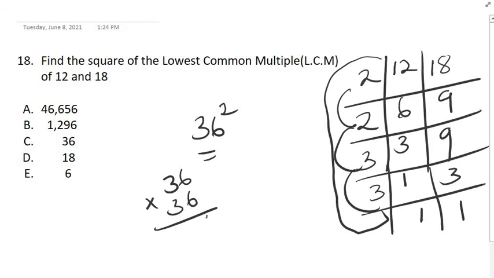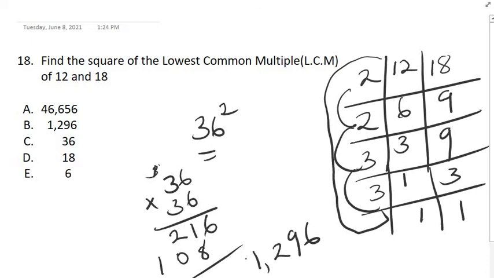6 times 6 is 36. You put down 6, bring 3 here. 6 times 3, 18 plus 3, 21. You put it down. 3 times 6, 18. 8, you bring down 1. 3 times 3, 9 plus 1, 10. Okay, let's add this up. Bring down the 6. 8 plus 1 is 9. 2 plus 0 is 2. Then we have 1. So this is the answer. So the right answer here is B.